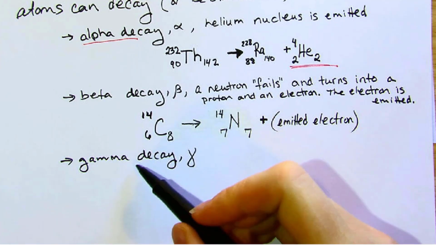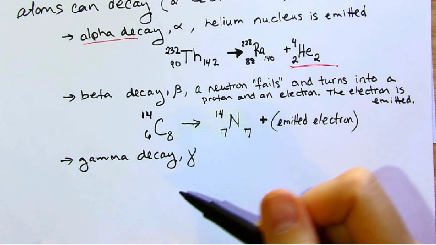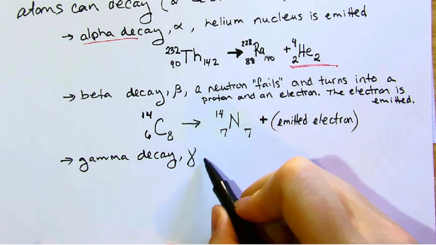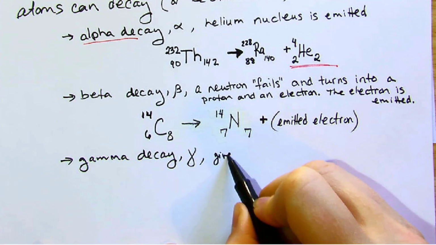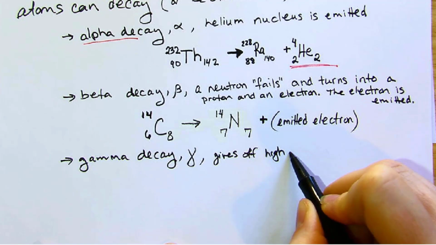All right, a gamma decay basically just means that it's going to give off some high energy light. High energy light can be called gamma rays, right? So it gives off high energy light.